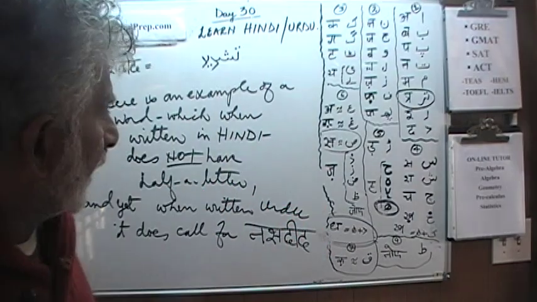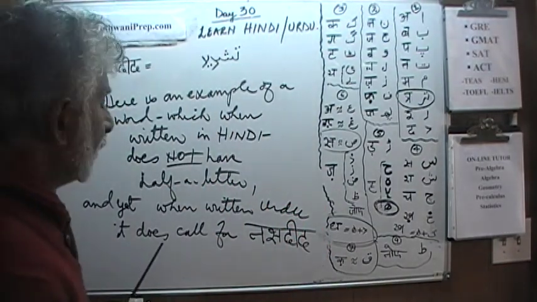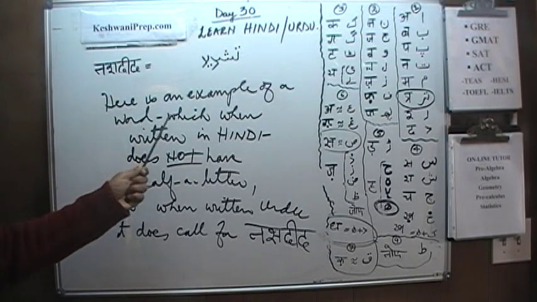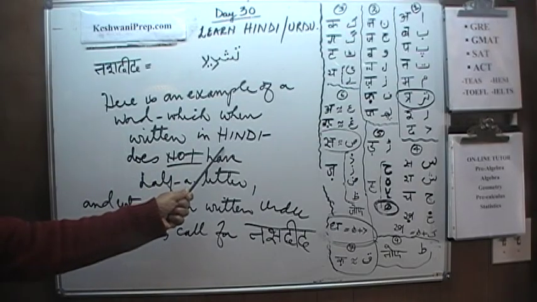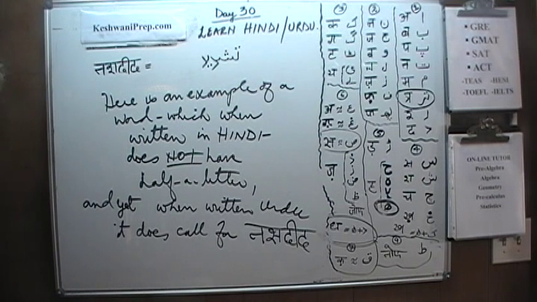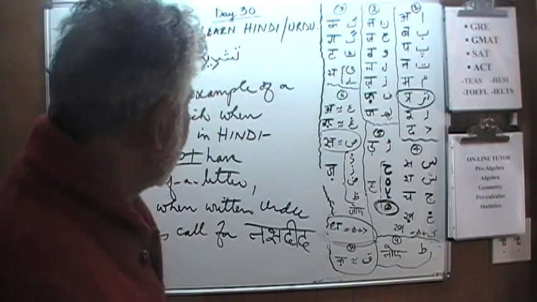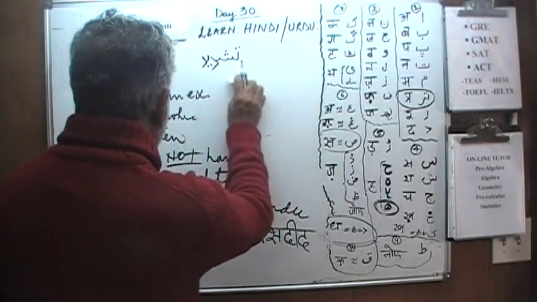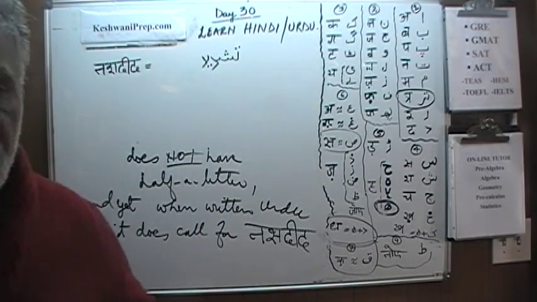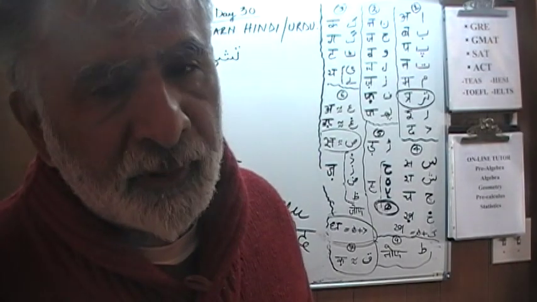But let's take a look at it, shall we? I left absolutely no room for myself. So one more time. Here's an example, the word that we're about to write. Here's an example of a word which, when written in Hindi, does not have half a letter. And yet, when it's written in Urdu, the spelling does call for Tashdeed. Let's take a look at it. And it has to do with the fact that in Urdu we got a problem.